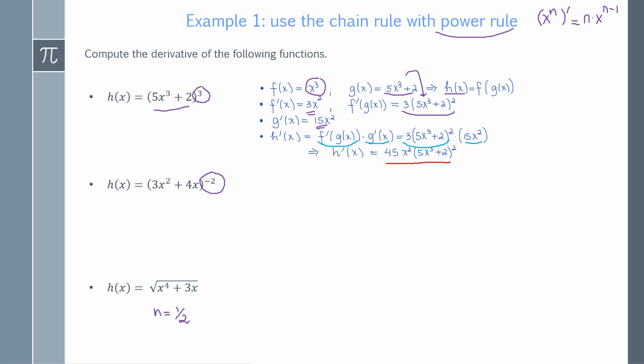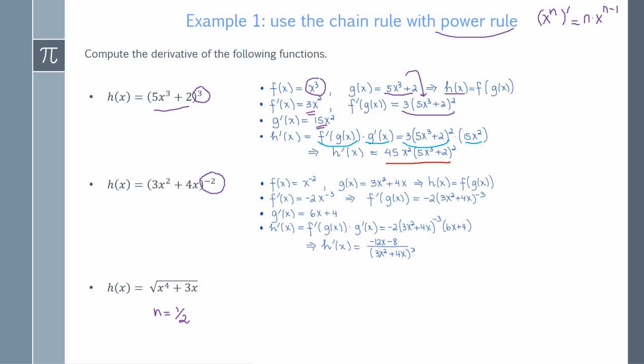Once again, what do we have here? We have a polynomial inside as our inner function, okay, and our outer function is a power function, right? Except we have a negative integer. That's no problem. The rule will be the same. All right, so I'm going to identify what my functions are. So my outer function is x raised to the negative second power. The inner function is 3x squared plus 4x. Okay, so this is how we define our function h of x. It's f composed with g of x.